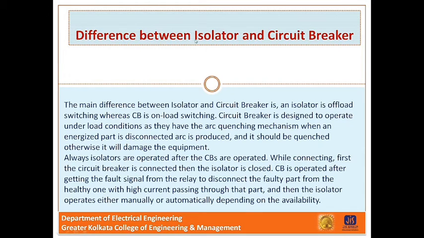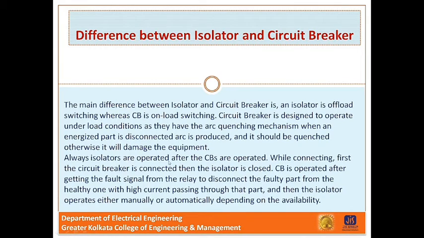Now what is the difference between isolator and circuit breaker? The main difference between isolator and circuit breaker is that an isolator is off-load switching, whereas a circuit breaker is on-load switching. Circuit breaker is designed to operate under load condition as it has an arc quenching mechanism. When an energized part is connected, an arc is produced and it should be quenched, otherwise it will damage the equipment.